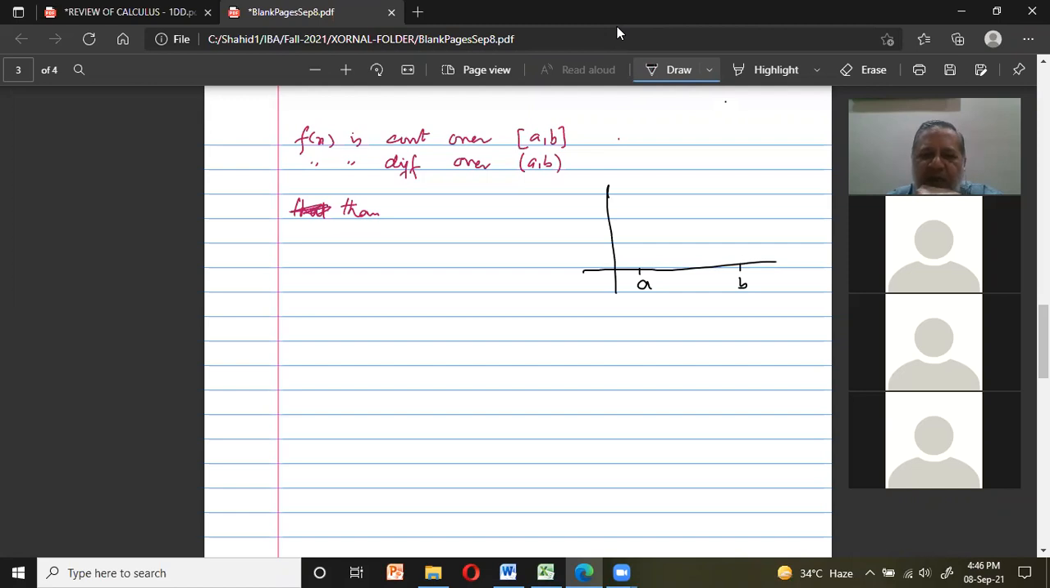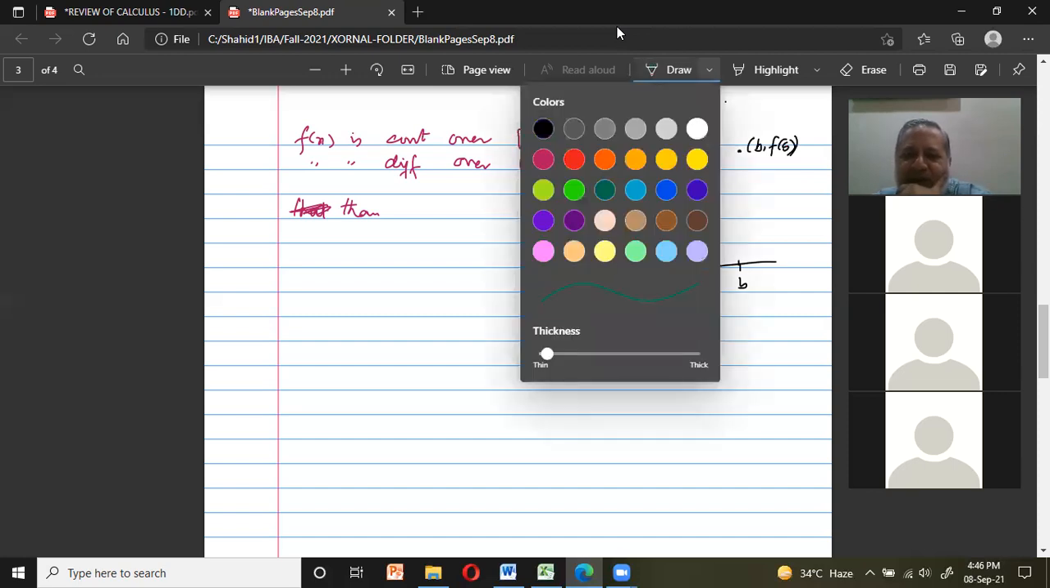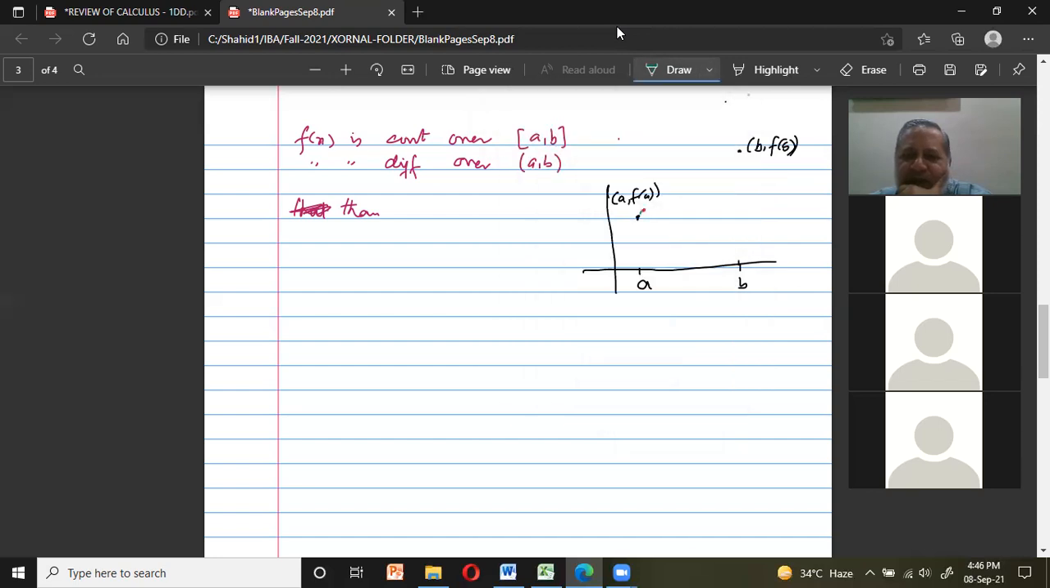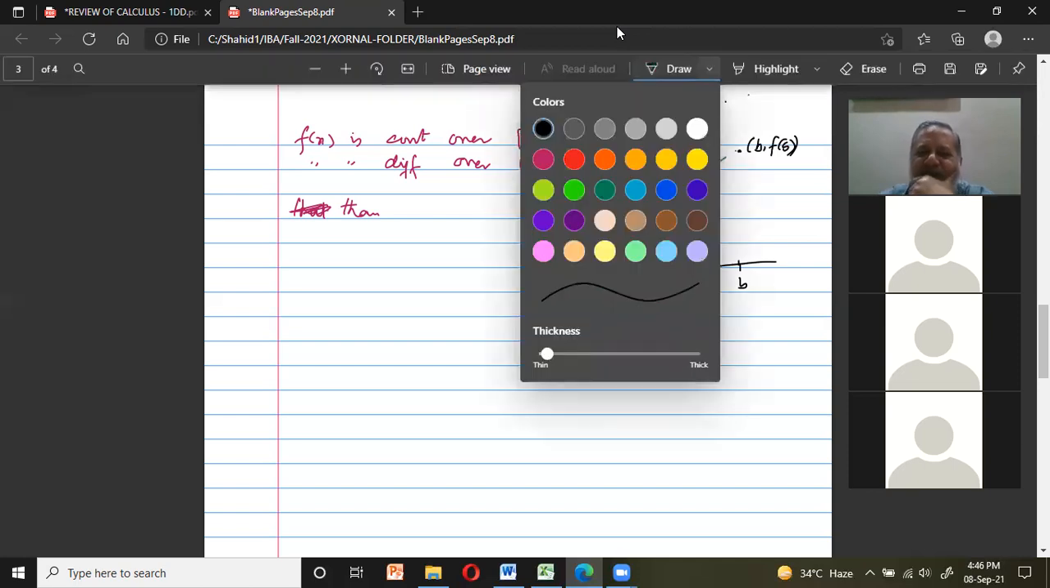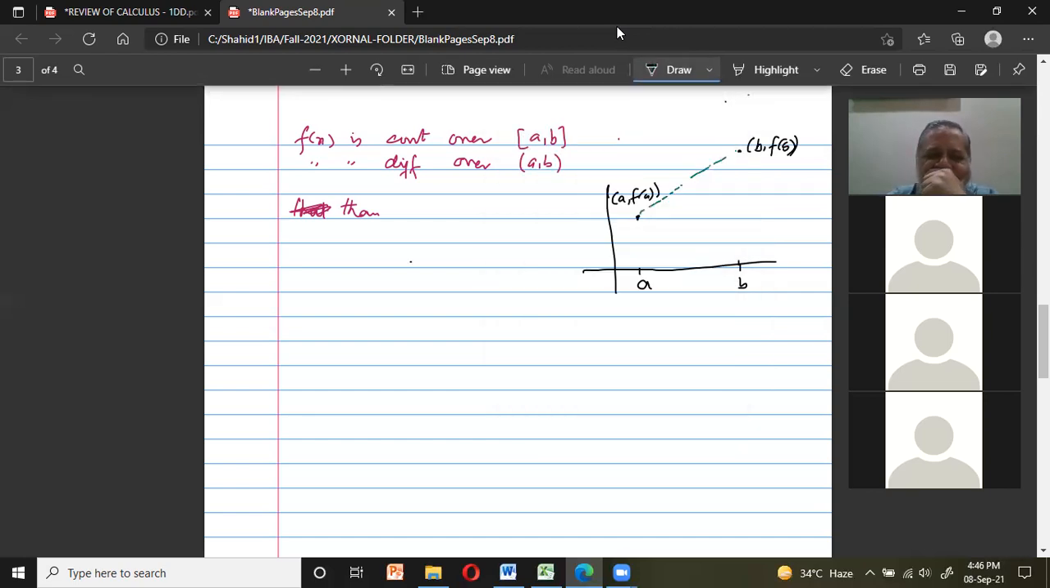At A, the function will have some value, and this point will have coordinates (a, f(a)). At this point, the function will have some value. I can take a higher value or a lower value, but this point will have coordinates (b, f(b)). If I join temporarily these points with a straight line, what will be the slope of this straight line? Can anybody tell me the slope of this straight line?